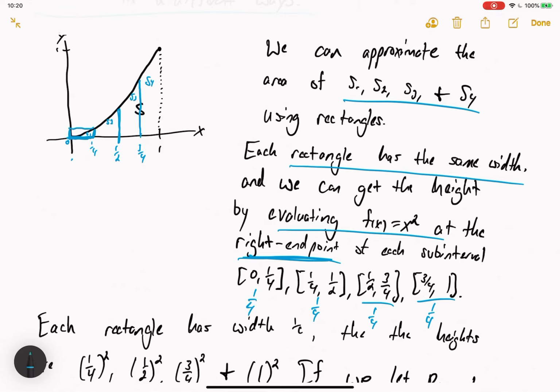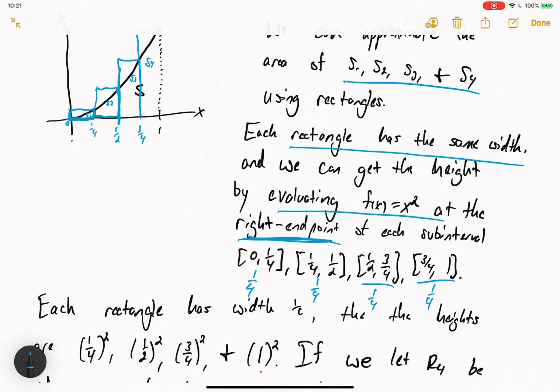And likewise for the next one, it's going to be 1/4 to 1/2. We choose the right endpoint. So whatever the function's value is there, that's going to be our height. So this is our rectangle. And likewise, we keep on doing this. And then we can actually find the areas of these rectangles.